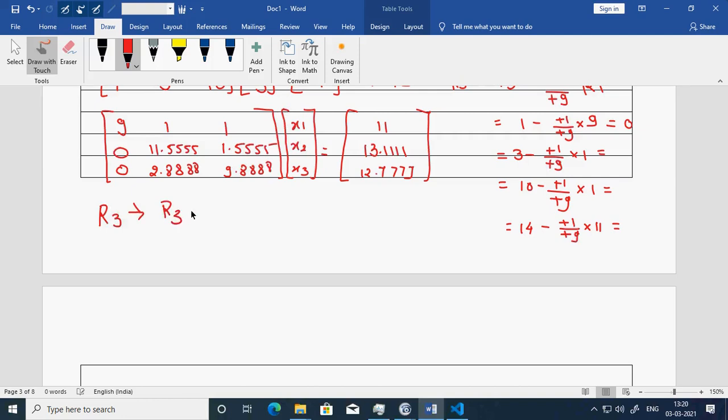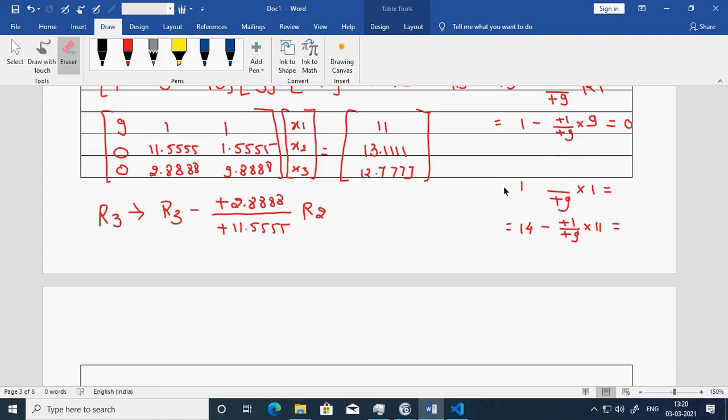Okay, so I am going to write R3 minus. This will be numerator. Okay, so this is positive sign. So therefore I am writing plus 2.888 divided by 11.55. This will be always in a numerator and it is having positive sign. So therefore I am writing a plus sign. 11.5555 into R2. So using R2 I have to make the elements in the R3 to 0. So if I do that, okay, so I try to erase this much portion so I can use this.